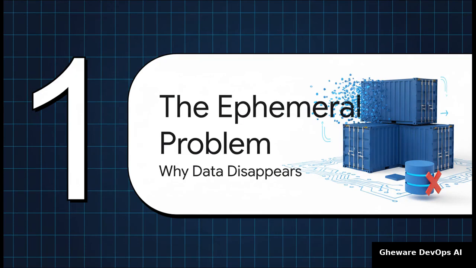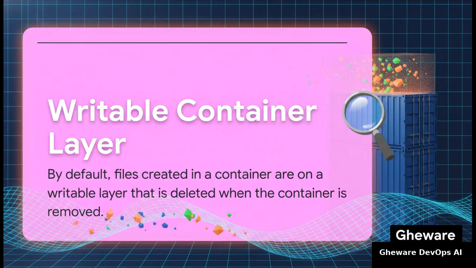So what in the world just happened? Now, the first thing to know is you didn't do anything wrong. This isn't a bug. It's actually a core feature of how Docker works. It's called the ephemeral container problem. And once you get your head around it, you'll be in control. Okay, so here's the deal.